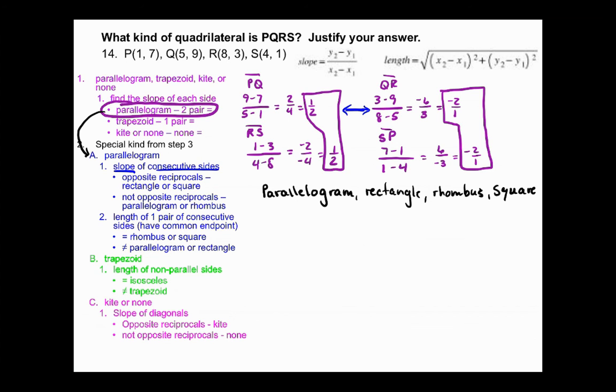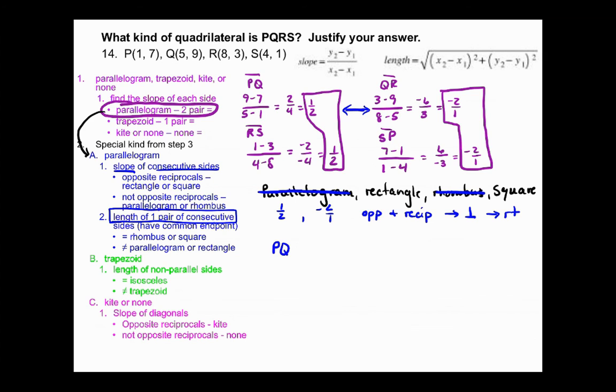So we're looking at 1/2 and negative 2 over 1. They are opposites and they are reciprocals. So this means that we have perpendicular, which means that we have right angles, and our parallelograms with right angles are the rectangle and the square. For the next part of this, we're actually going to have to calculate. So this time we're going to do the length of one pair of consecutive sides. So we're going to pick sides that have a common endpoint.